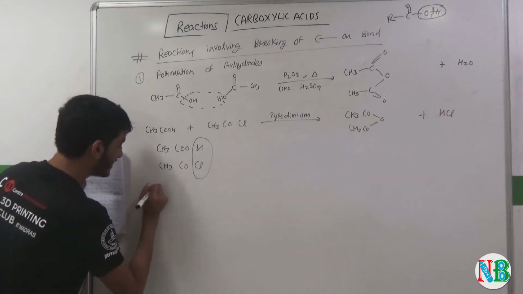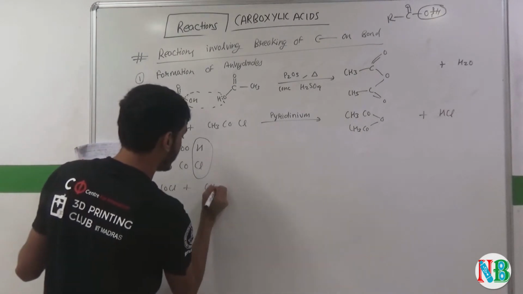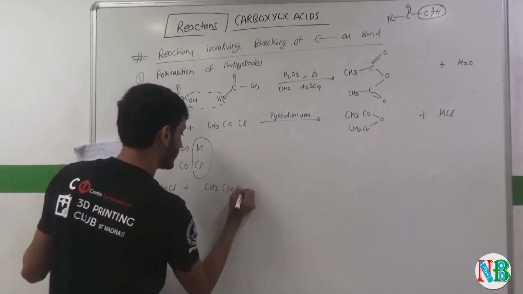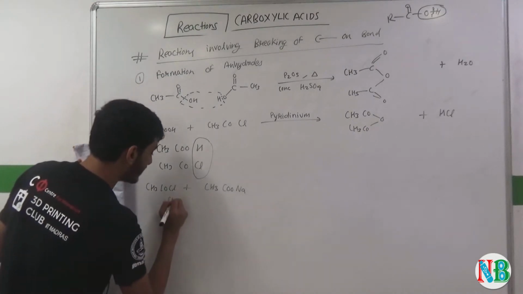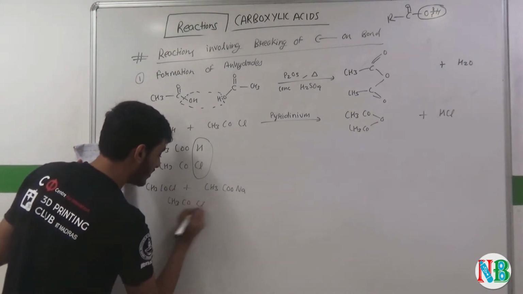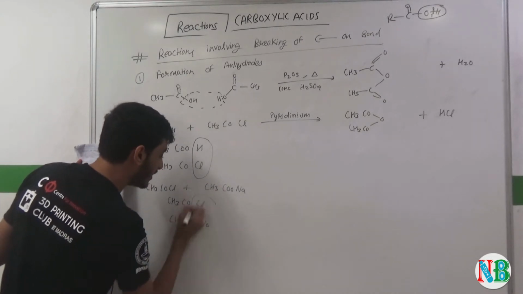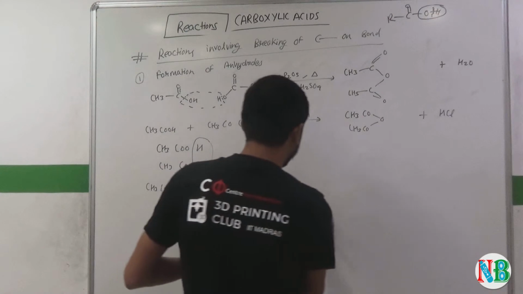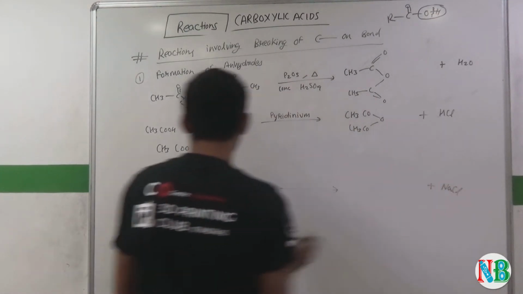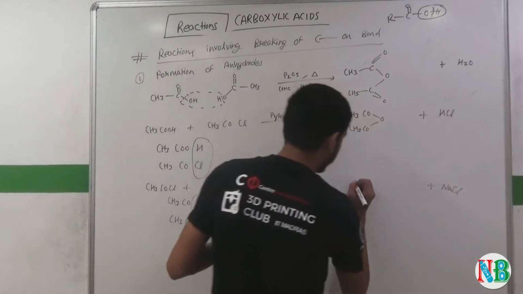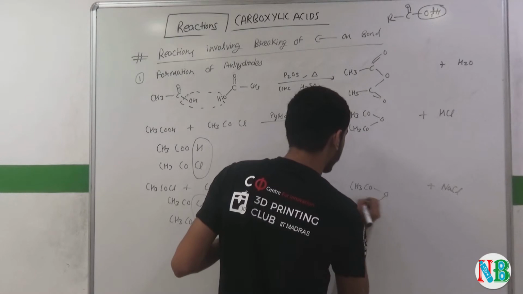One more similar example. What if you react CH3COCl with CH3COONa? Do it in a similar way. Just write CH3COCl, CH3COONa. It will ultimately form a NaCl compound, and this CH3COOCOCH3.